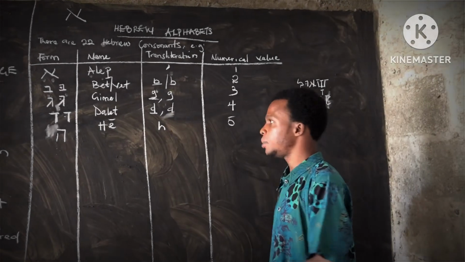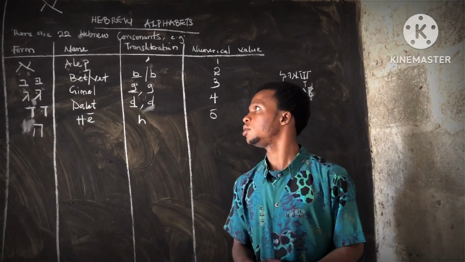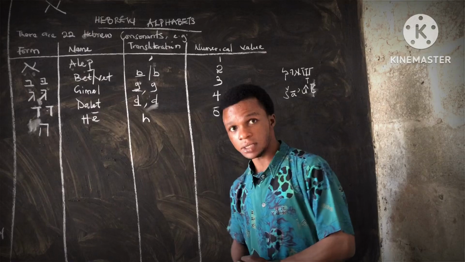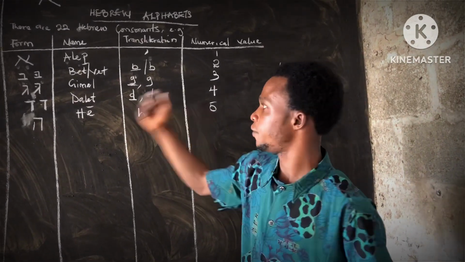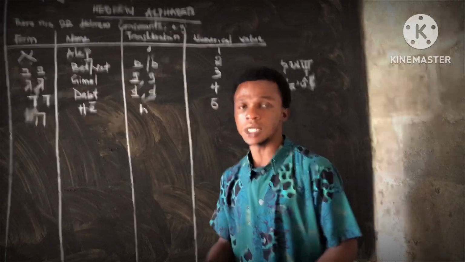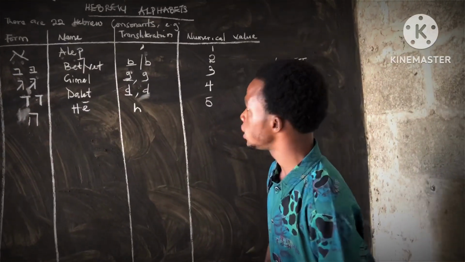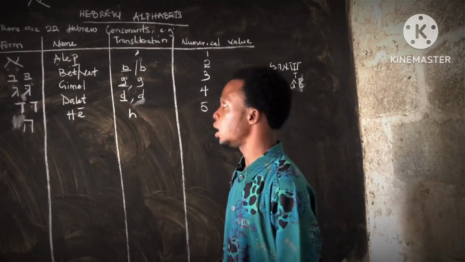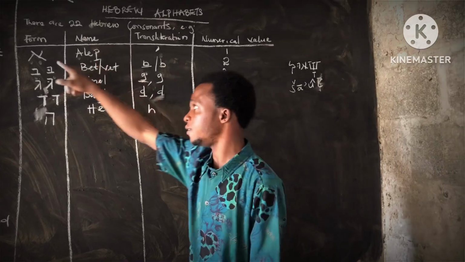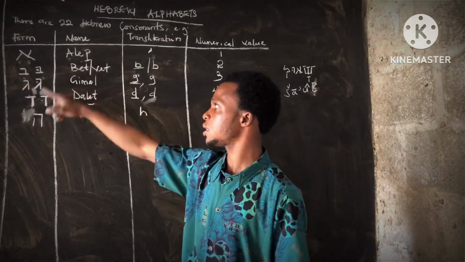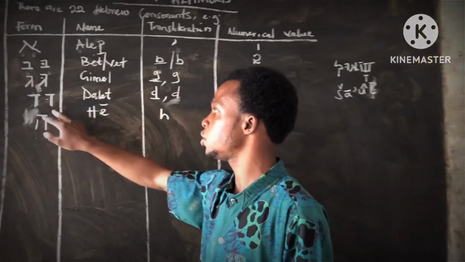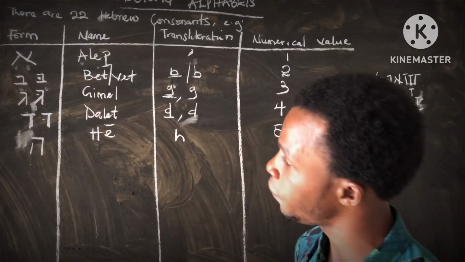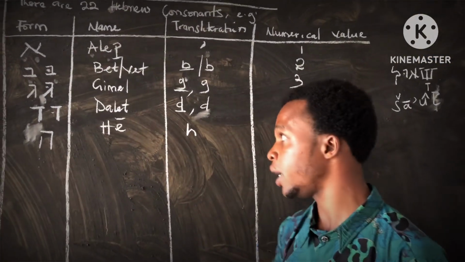Okay, welcome back to the Hebrew alphabets. So far we've been able to talk about 5 of the consonant letters that we have in the Hebrew language. The first one is called Aleph, the second is called Bet or Vet, the third is called Gimel, the fourth is called Dalet, and the fifth is called Hey.